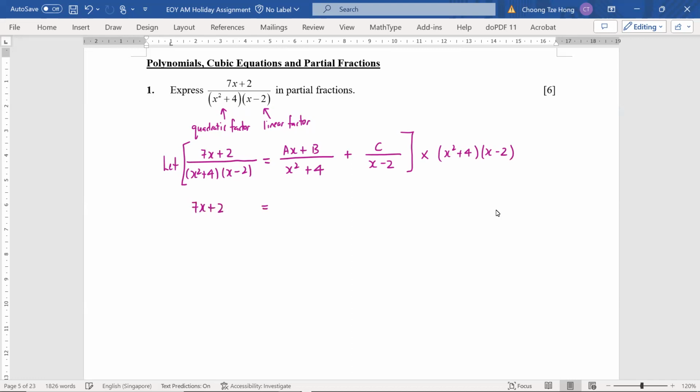For the term with the quadratic factor in the denominator, the x² + 4 will cancel off, so you will just be left with (ax + b)(x − 2). For the third one, the c, the (x − 2) will cancel off, so you are left with c(x² + 4). Now we need to find a, b, and c.